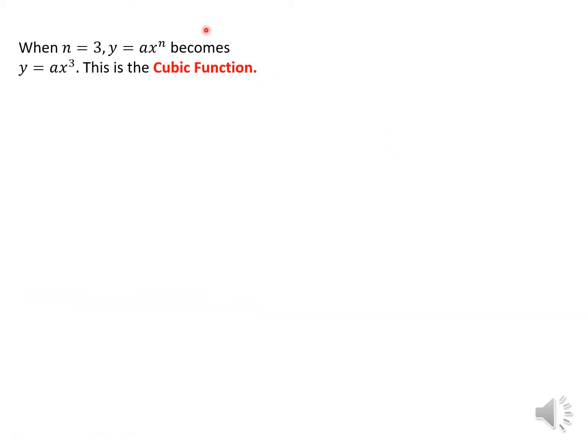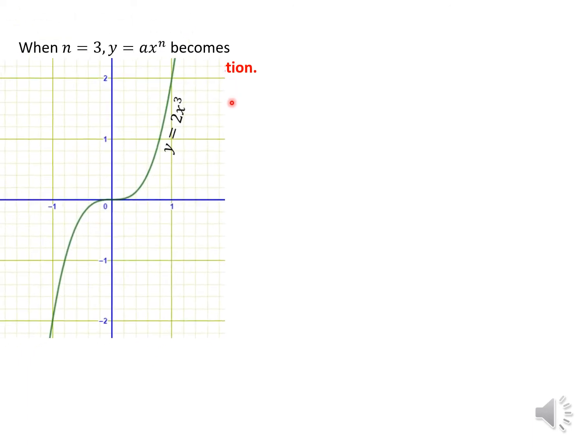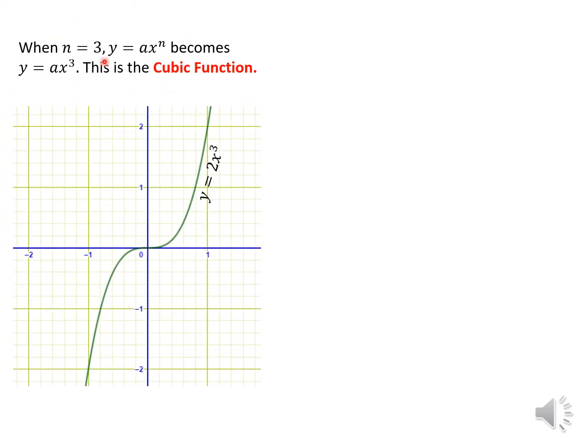The other type is when you have cubic functions. A cubic function is typically when you have that power as a cube. You have a typical graph like this. Here I've just sketched the graph of y = 2x cubed. This is also a power function, but it is known as a cubic function.